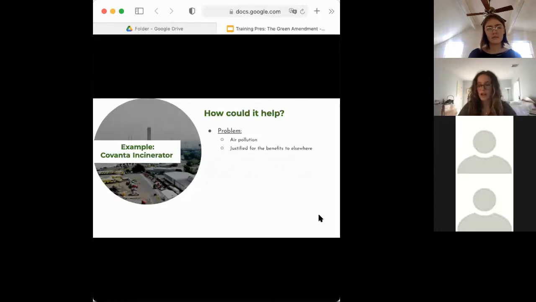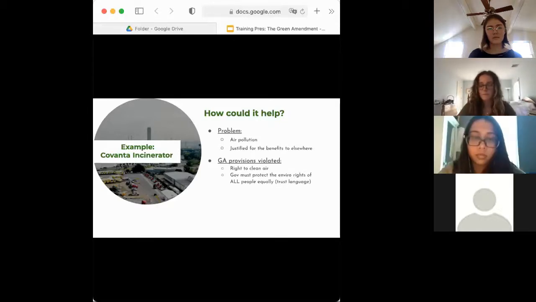Great. I'm not sure, I couldn't see who said that, but you're right on the money. You have the right to clean air, and like you said, with the trust language, the government must protect the environmental rights, these basic rights we need to survive, of all people equally. And by justifying this degradation for someone else, this obviously is not following this trust language. It is not treating everyone equally in terms of the environment.